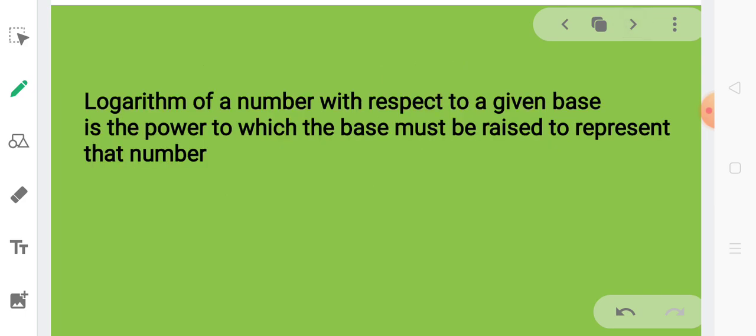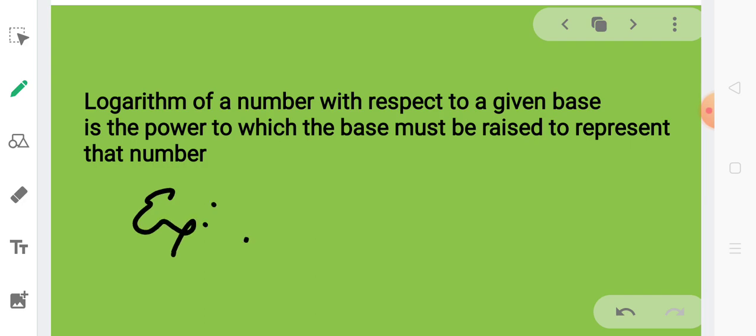So let's begin with the basic definition of logarithm. Logarithm of a number with respect to a given base is the power to which the base must be raised to represent that number. I repeat once again, logarithm of a number with respect to a given base is the power to which the base must be raised to represent that number. Now I will be giving you an example.